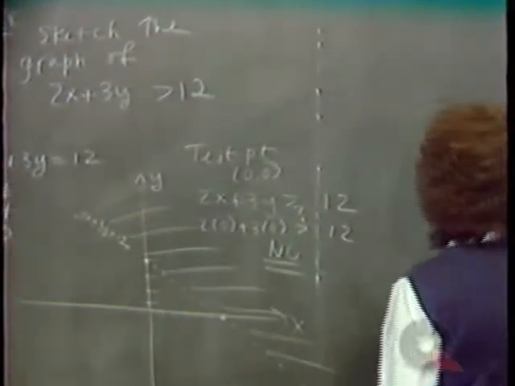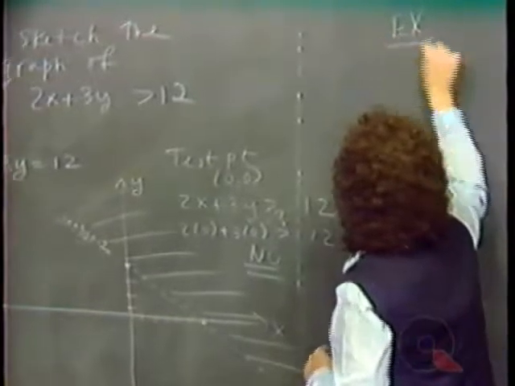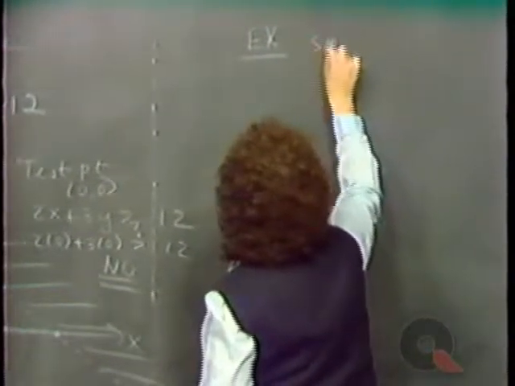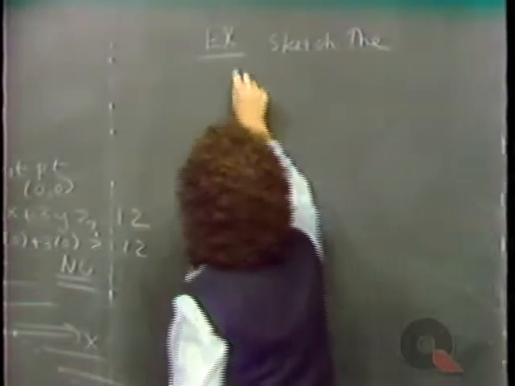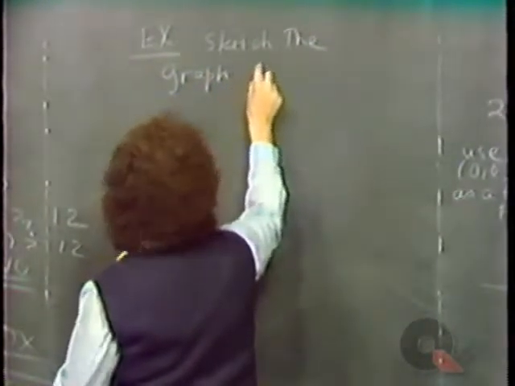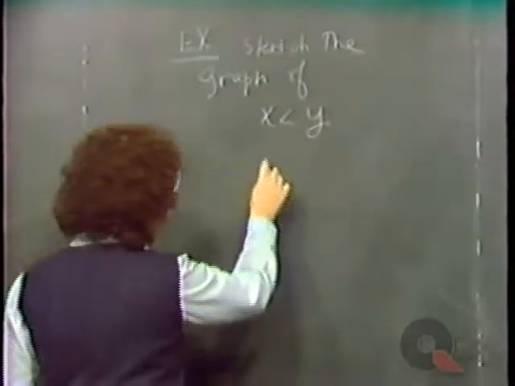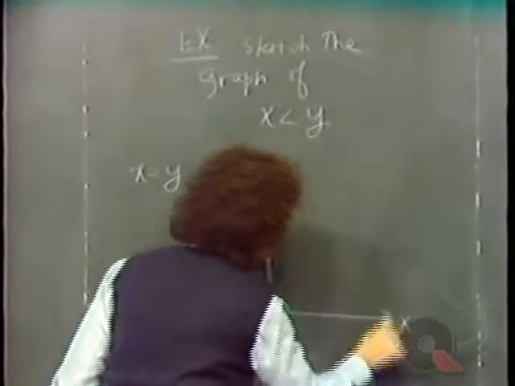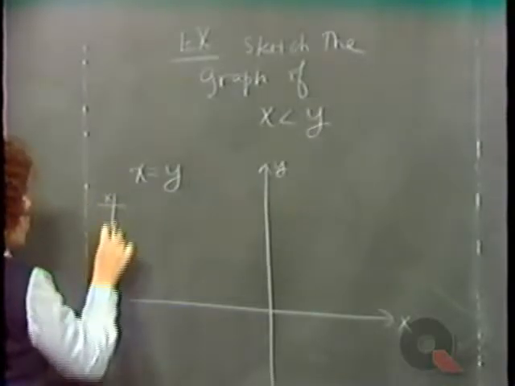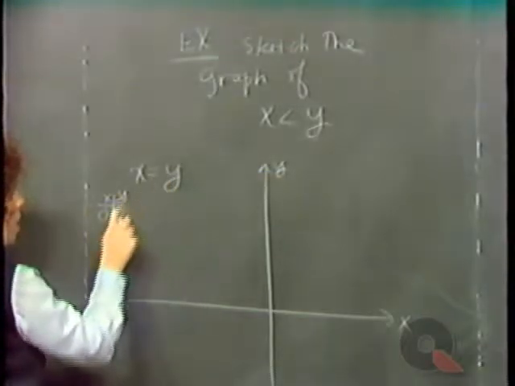For our next example, we will sketch the graph of the inequality x is less than y. Once again, we start by graphing the related equation, x equals y. We need 2 points to determine the straight line. As before, if we try for the intercepts, if x equals 0, then y equals 0. If y equals 0, x equals 0.